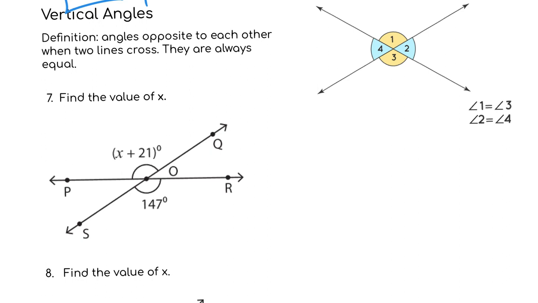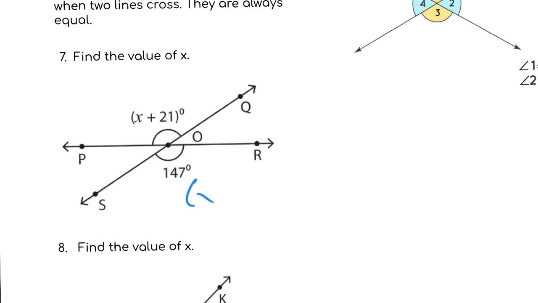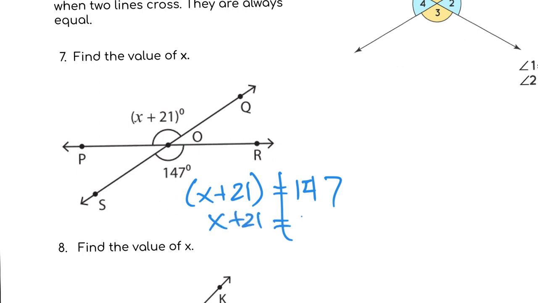So here's our first example. We're going to find the value of x. These two lines cross each other, so this angle, x plus 21, is across from 147. The way we set it up is x plus 21 equals 147, and then you solve for x. There's a positive 1 in front of the parentheses, so we drop that, x plus 21 equals 147. Then from there, we use the boxes to solve for x.